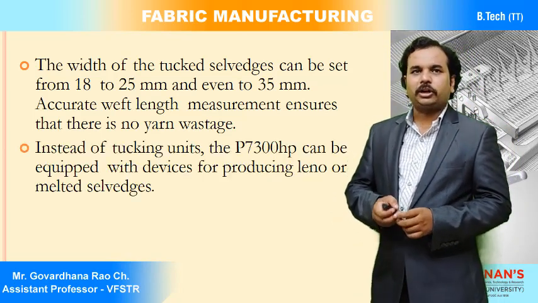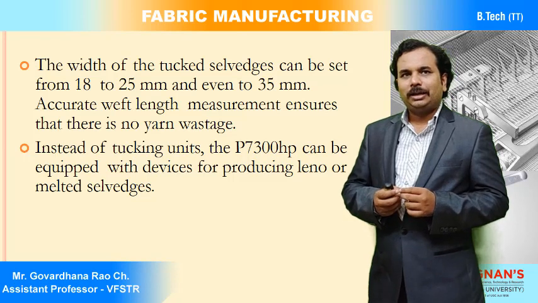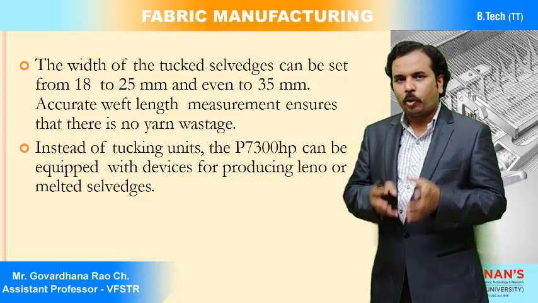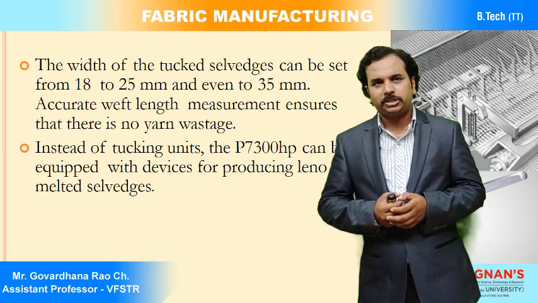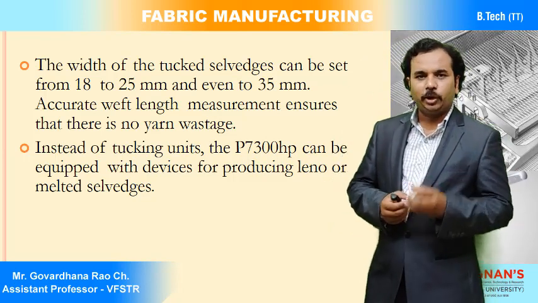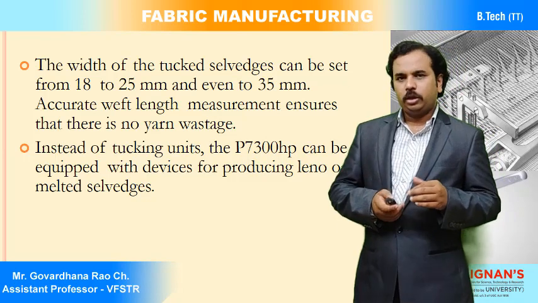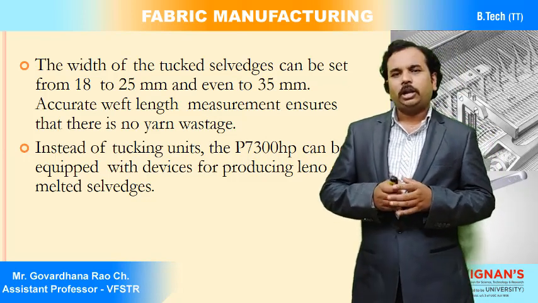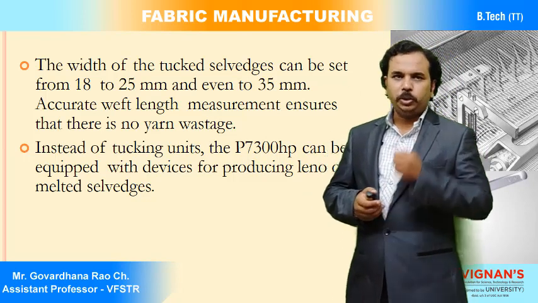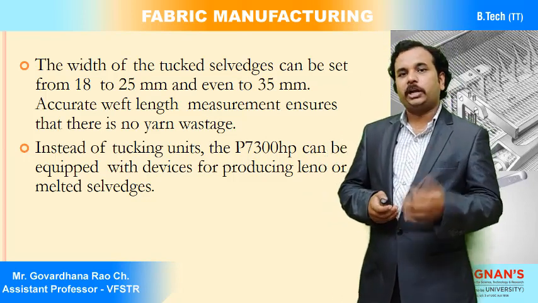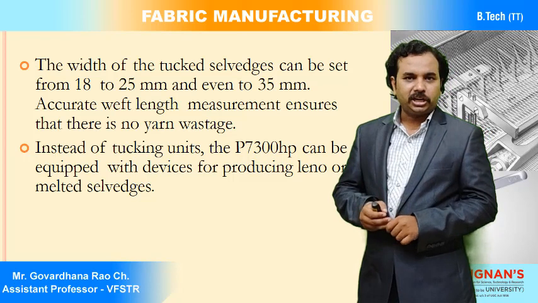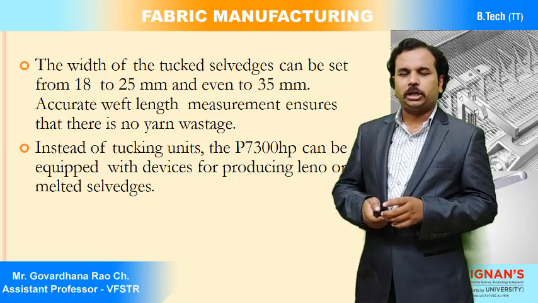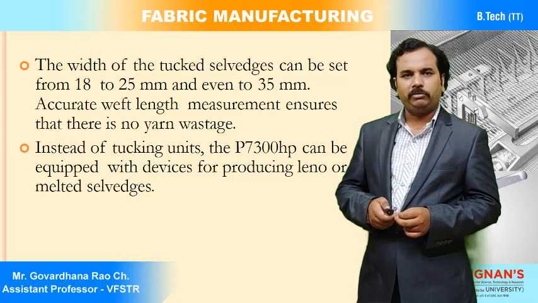Okay. And instead of the tucking unit, the P7300HP, that is the model number of the projectile weaving machine, can be equipped with the Leno type of selvages also. So that depends upon the machine and the application. Like Leno type of selvage also can be used. We will see what the different types of selvages in shuttleless weaving technology are. So Leno type of selvage also can be used in the case of projectile weaving.